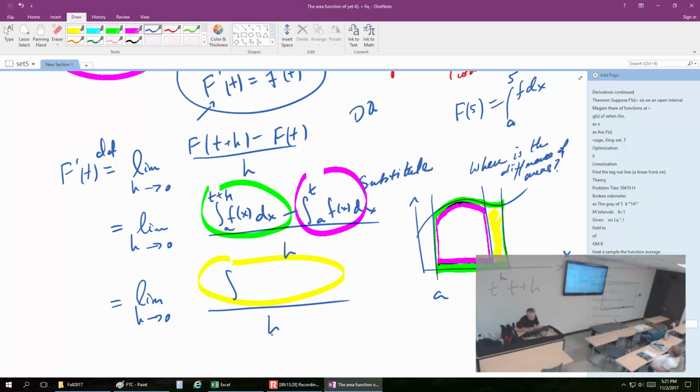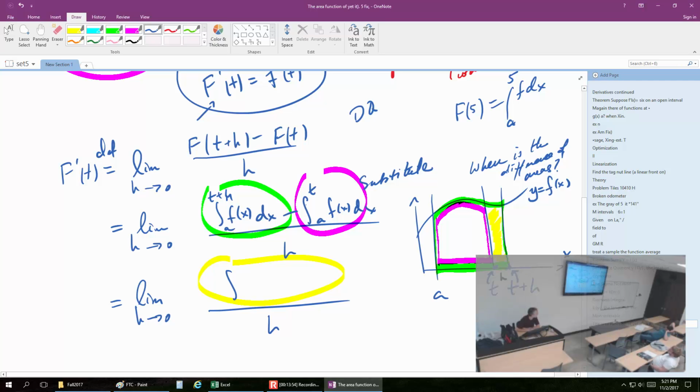How do we represent that yellow area as a function, as an integral? It is the area under the graph of the same function. The only thing that matters is the limits. So what are the limits? T and T plus H, right?